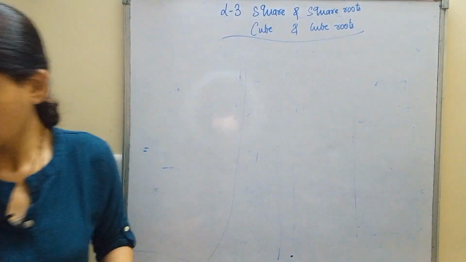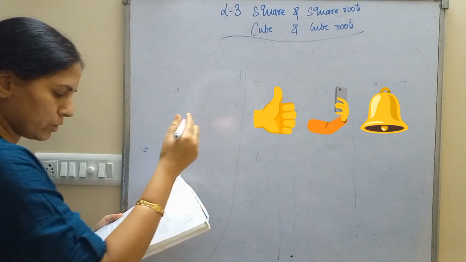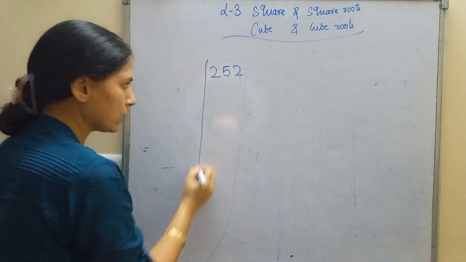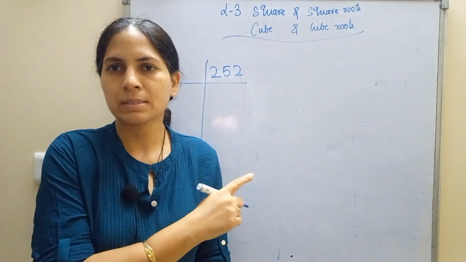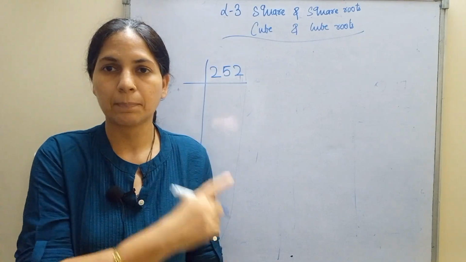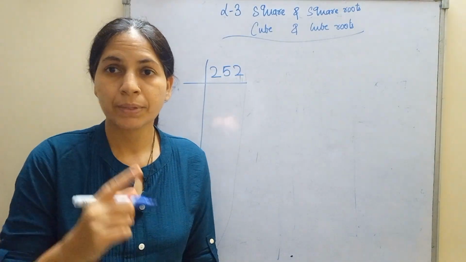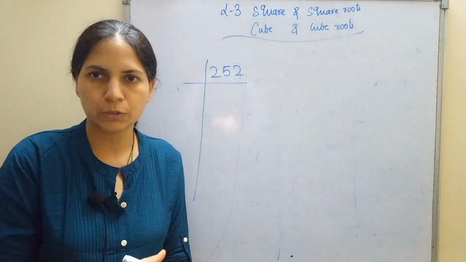Now I will tell you the next sum. The next sum they are asking is, using prime factorization, find which are the perfect squares. For example, if it is 252. Now my dear students, there are various methods to find it. This is not a perfect square. Simply by looking at it, I can tell you. I can show you the trick to do this. But first, I'll tell you how formally you have to do this sum.